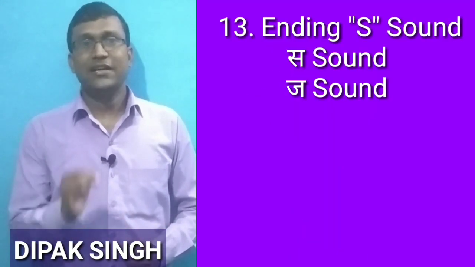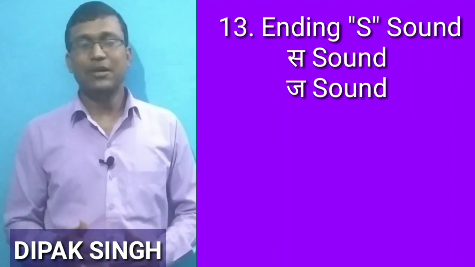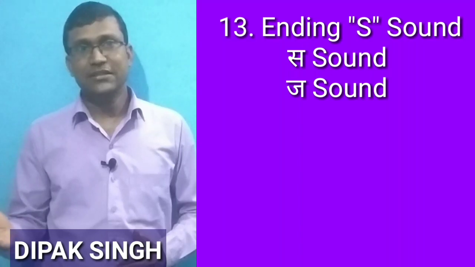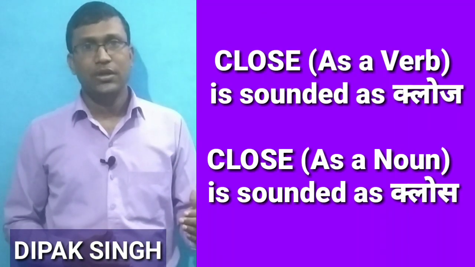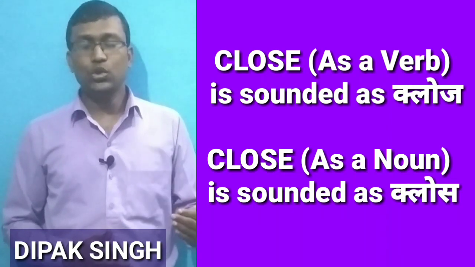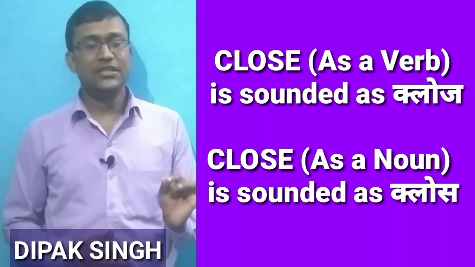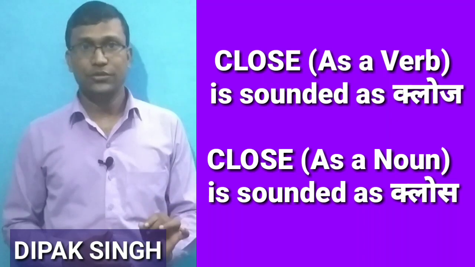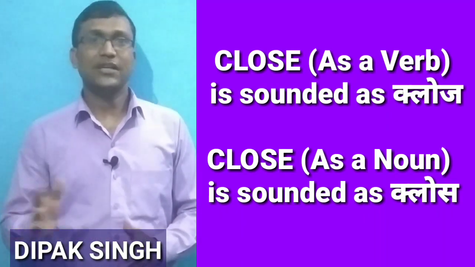And now at last, we are going to learn a very important rule that a large number of people get confused in using. That is the S sound. S sometimes becomes sir and sometimes it becomes j. Where it is sir and where it is j, let's understand with some examples. Close is a verb. When close is a verb, it has j sound. The spelling is CLOSE. Here S has j sound. But when close is a noun, it has sir sound.